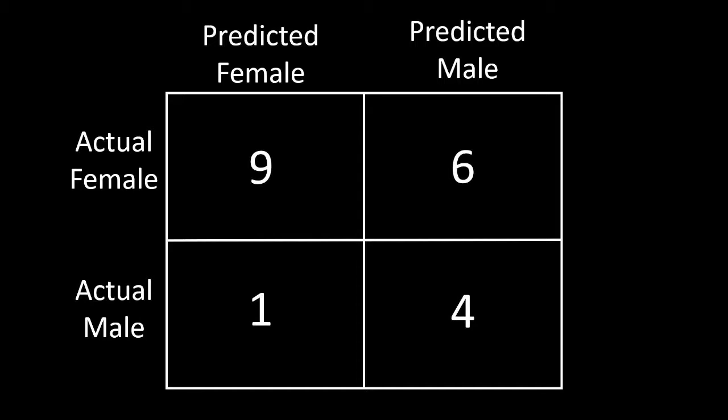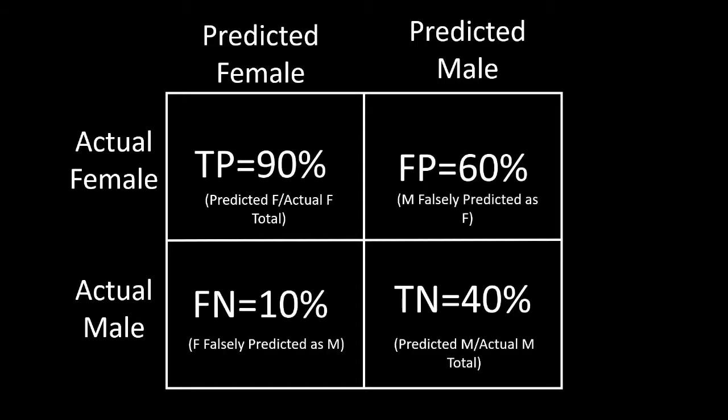The first column of the matrix is all the females in the dataset, and the second column of the matrix is all the males in the dataset. In the upper left corner is the number of correctly predicted females, and in the bottom right corner is the number of correctly predicted males. In the bottom left corner is the number of females falsely predicted as males by the model, and in the upper right corner is the number of males falsely predicted as females by the model.